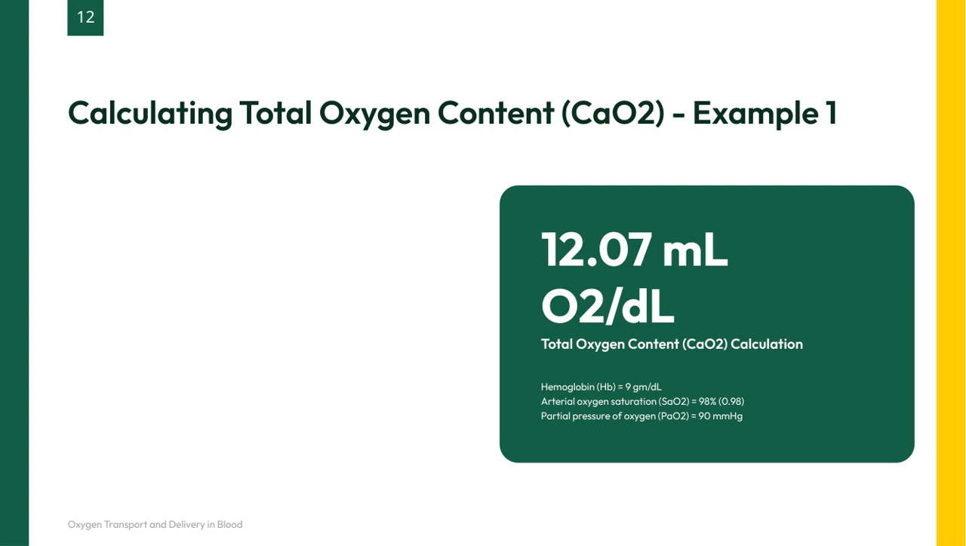It's important because understanding these values allows us to assess how effectively oxygen is being transported to tissues, which is vital for diagnosing and managing various clinical conditions. So, in summary, even with slightly reduced hemoglobin levels, a high SaO2 and normal PaO2 can still support adequate oxygen delivery, but we need to consider the total content to get the full picture of oxygen transport in the blood.